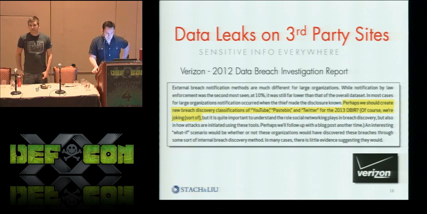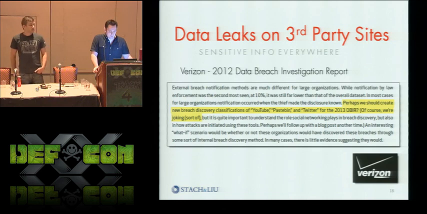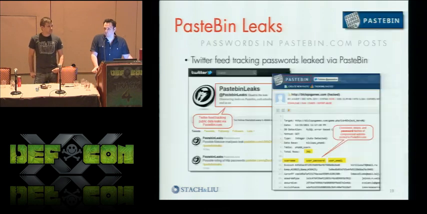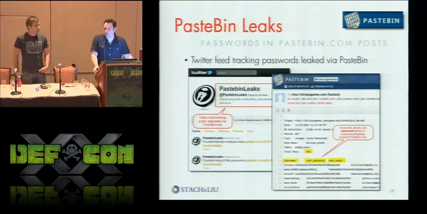And just looking at the Verizon Data Breach Investigations Report from this past year, they kind of jokingly put out there that perhaps we should create a new breach discovery classification of YouTube and Pastebin and Twitter, given the raw amount of data dumps from compromises out there on Pastebin and things of that nature. Noting that a large percentage of people finding out that they've had an incident only comes once people brag about it on Twitter or dump all the emails and passwords on Pastebin or something of that nature.